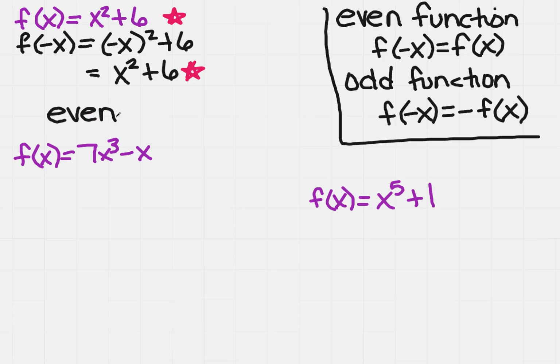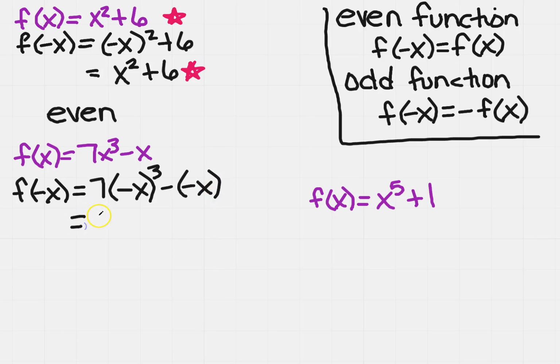So let's try another one. Now I want to do the same thing again. I want to do f of negative x. So everywhere there's an x, I'm going to put in negative x cubed minus negative x. I want to simplify this, and I know that negative x cubed is still going to be a negative x cubed plus x. So this is minus 7x cubed plus x.